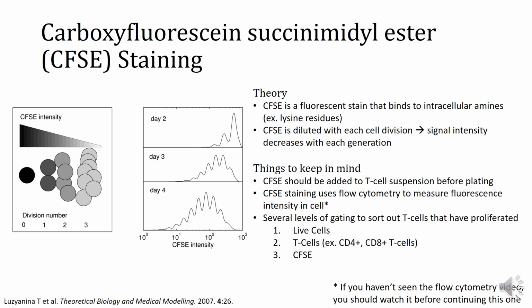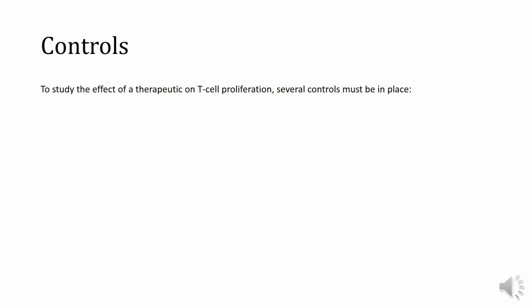And again, building on your flow video, there are several levels of gating to sort out the T cells that have proliferated. So you need to pick your live cells using a stain like DAPI or HUSH. And then you need your T cells, so your CD4 positive, CD8 positive T cells, and then lastly you gate for your CFSE. As with any experiment, CFSE requires that you have several controls in place in order to be able to determine whether or not your T cells have actually proliferated.